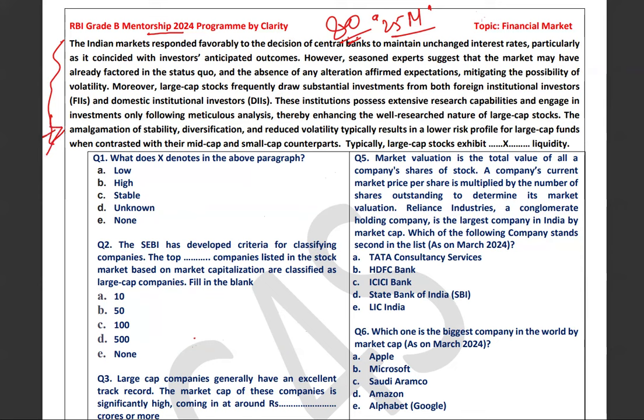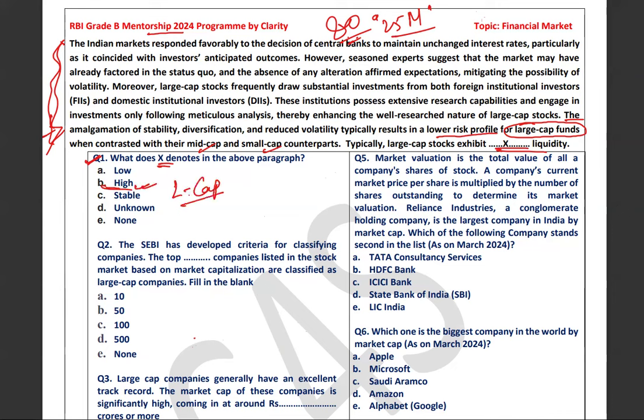You need to identify where the exact question lies in this paragraph, so just read one or more sentences attached to this. The amalgamation of stability, diversification, and reduced volatility typically results in a low risk profile for large caps. They have less volatility in the market and are comparatively more stable companies. So in comparison to mid cap and small cap companies, typically large cap company stocks exhibit X liquidity. The first question is about what X stands for in this question. It says that large cap stocks exhibit high liquidity.